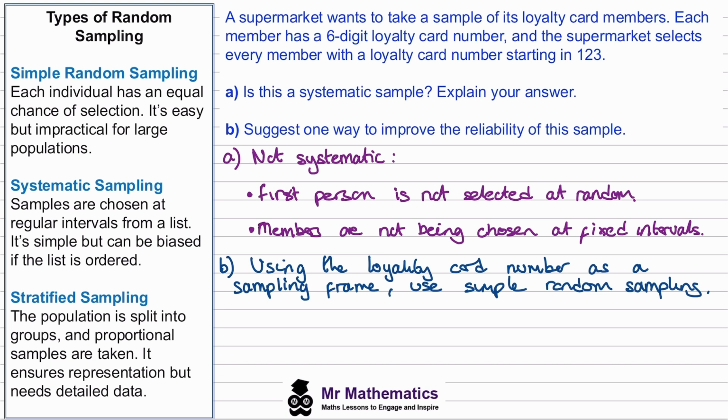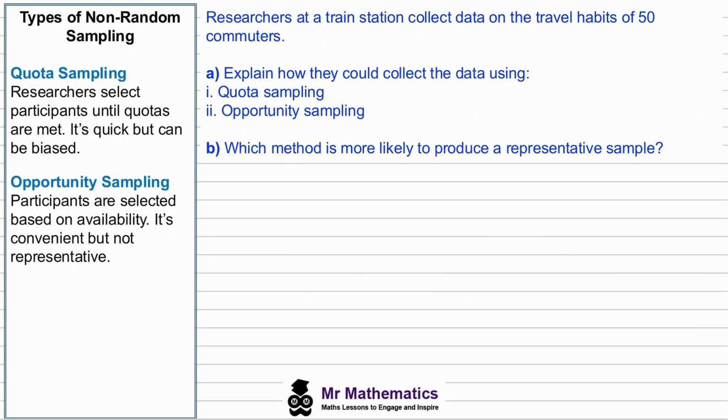Let's move on to look at non-random sampling. So to explain the different types of non-random sampling, if we use our context again of choosing students for a project, in quota sampling, you decide how many students you need from certain groups, like 3 girls and 2 boys, and then you select people to meet that quota. It's fast, but since you're choosing based on your criteria, it can be biased.